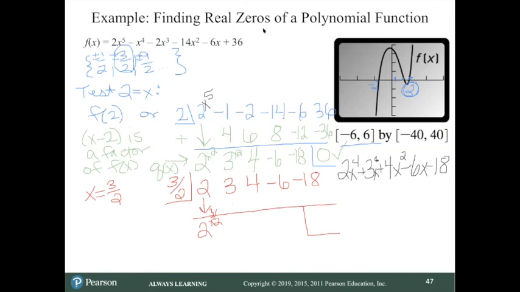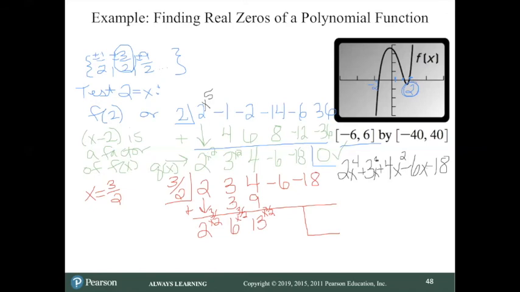So times 3/2 gives us 3. 3 plus 3 is 6. Times 3/2. If I reduce, 6 over 2 is 3. 3 times 3 is 9. 9 plus 4 is 13. Well, 13 is not even. So when I multiply by 3/2, it's going to turn into a fraction. There's no way to simplify that fraction.